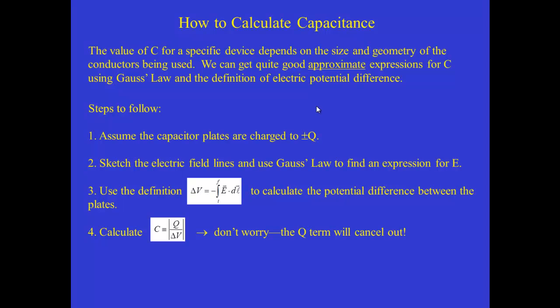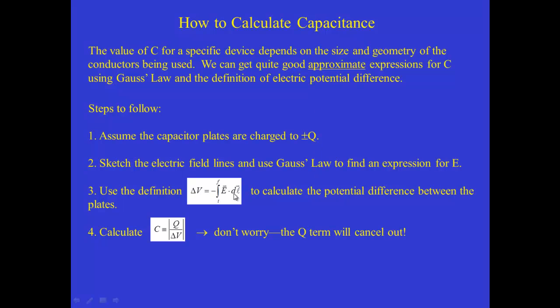So here are the steps, several of which just belong to the process of using Gauss's law to find an electric field. We first, given a particular capacitor arrangement, assume that we connect it to a battery and that the capacitor plates get charged up to plus and minus Q as their charge. Then, using the symmetry of the arrangement, we sketch the electric field lines and use Gauss's law to find an expression for the electric field. After that, by choosing a simple path between the two conductors, we can find the potential difference between them using the definition of the electric potential difference.